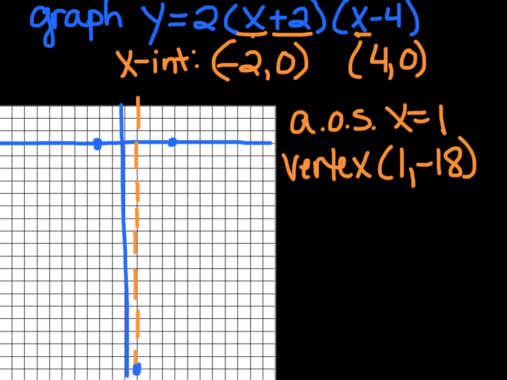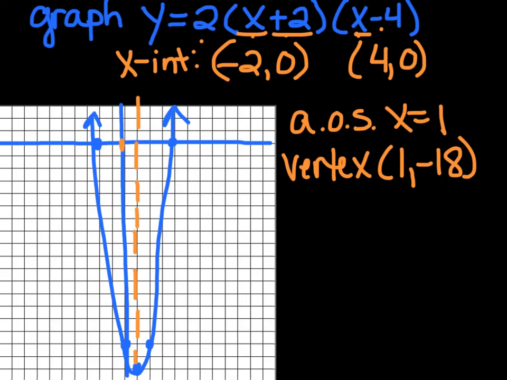All right, so I've got 3 points plotted. I need 2 more to make this official, so I can pick anything I want here to plug in. 0 is a nice, easy thing to plug in. So 2 times (0 plus 2), 2 times 2 is 4. 4 times negative 4 will be negative 16. So I know I have a point at (0, negative 16), which is going to be right here. And of course that mirrors over the axis of symmetry. So now we have the required 5 points for this big skinny parabola.